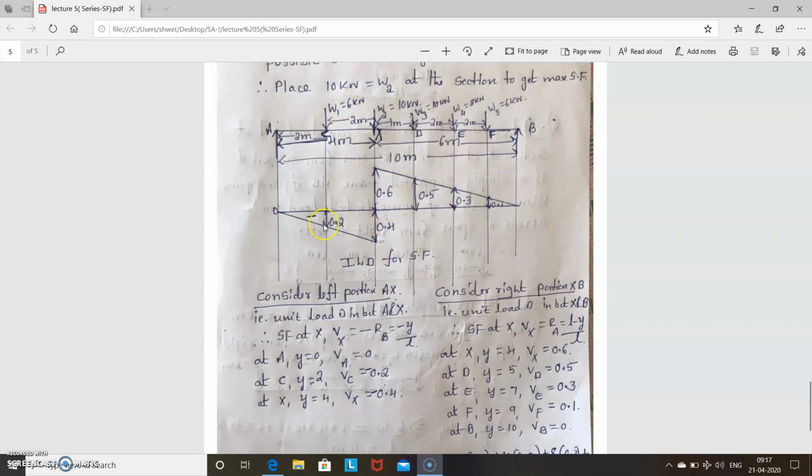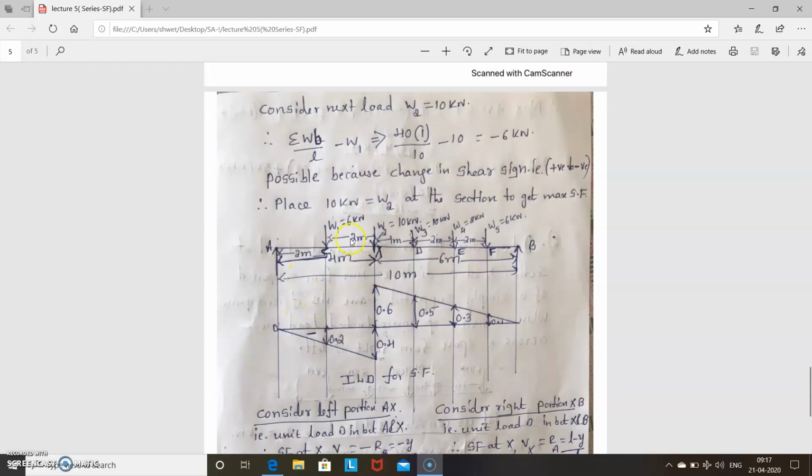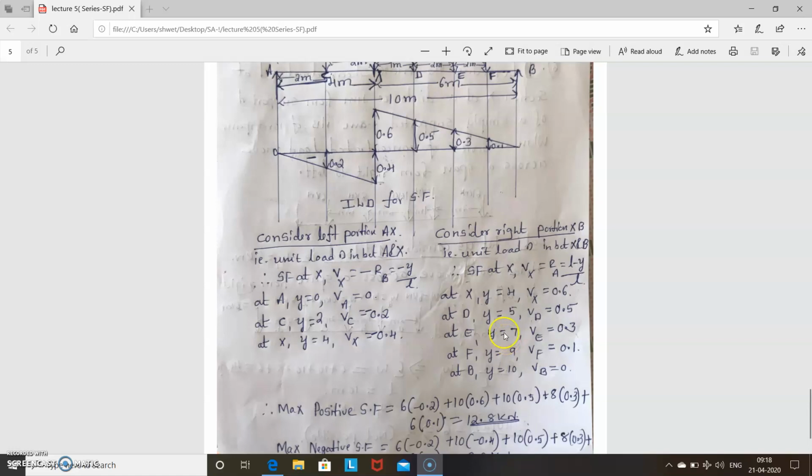So let us find the maximum positive shear force. That is 6 into minus 0.2, plus 10 into plus 0.6, and 10 into plus 0.6, then again 10 into 0.5, plus 8 into 0.3, plus 6 into 0.1. That gives the positive shear force. Next, the negative shear force: 6 into minus 0.2, plus 10 into minus 0.4, plus 10 into 0.5, plus 8 into 0.3, plus 6 into 0.1. So you get the negative shear force. In this way you can find the positive and negative shear force.